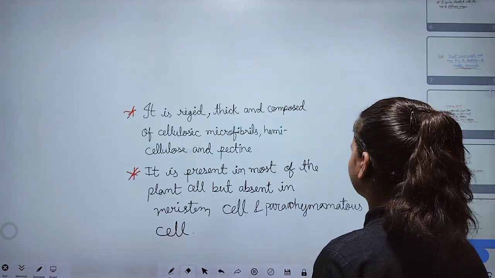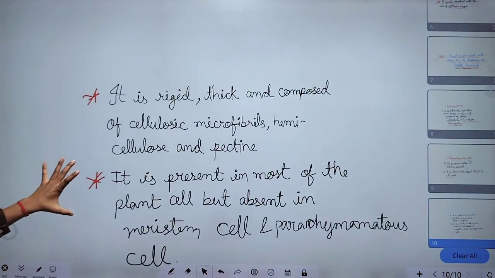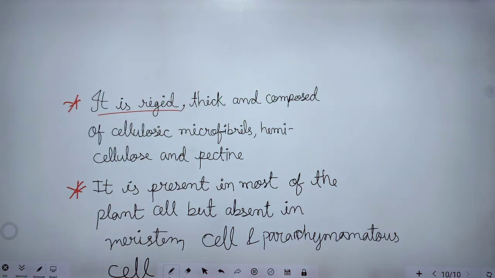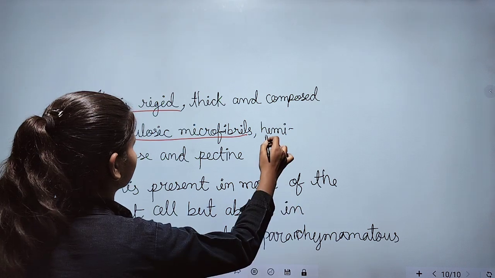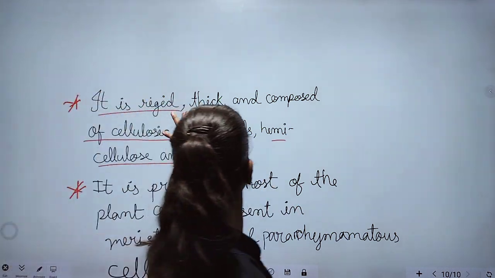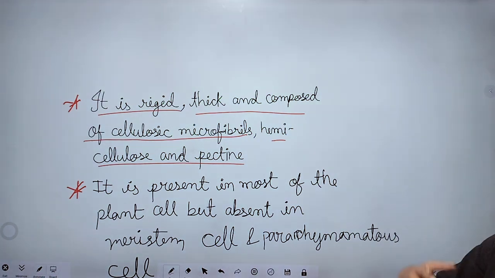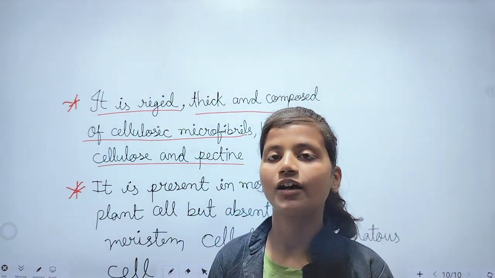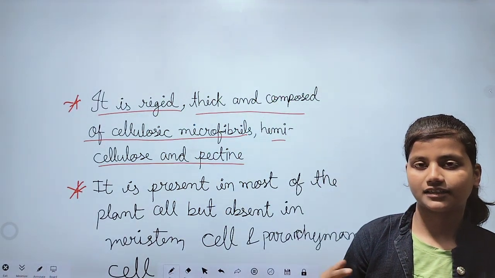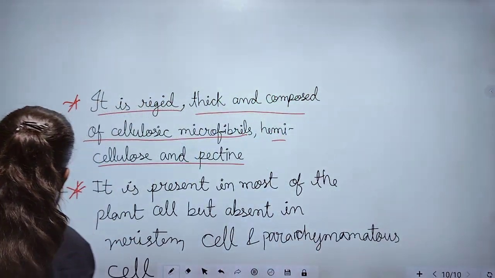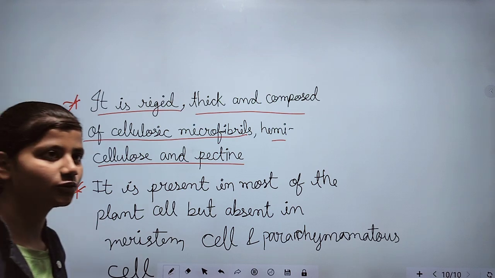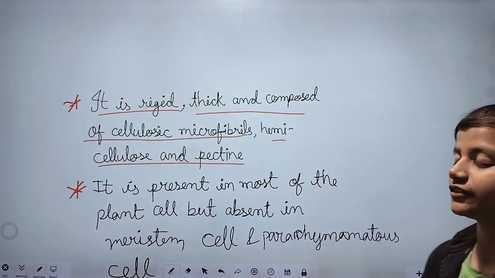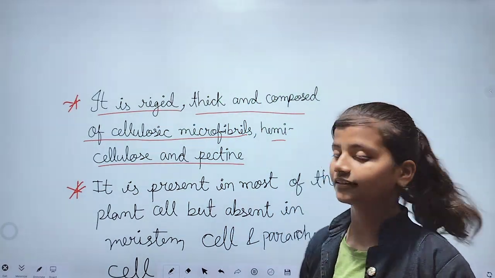And it is rigid, thick, and composed of cellulosic microfibrils, hemicellulose, and pectin. Secondary cell wall is also made up of cellulosic microfibrils and hemicellulose and pectin. Okay, and it is rigid and we can say hard, thick.